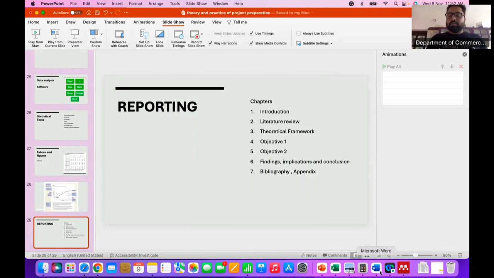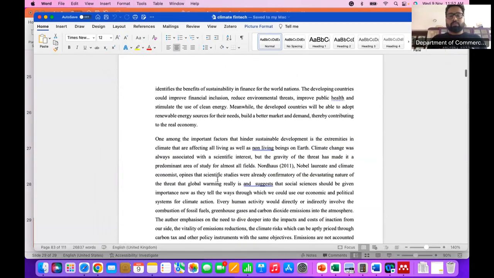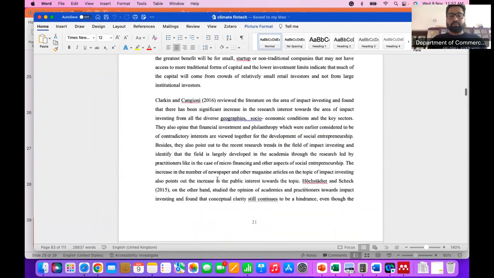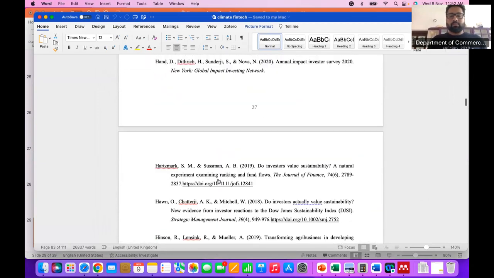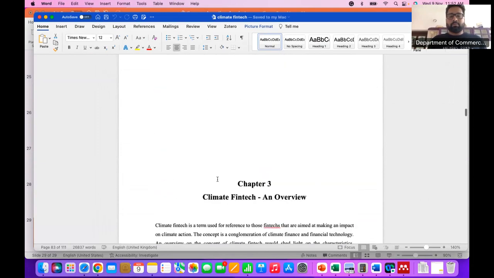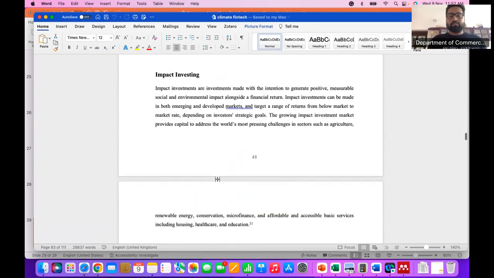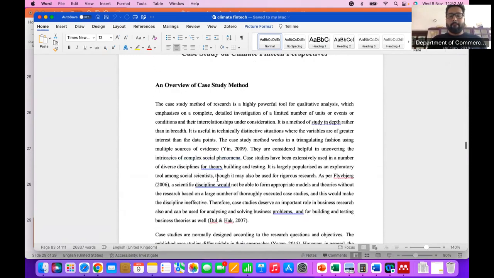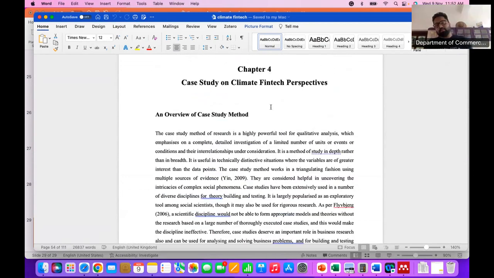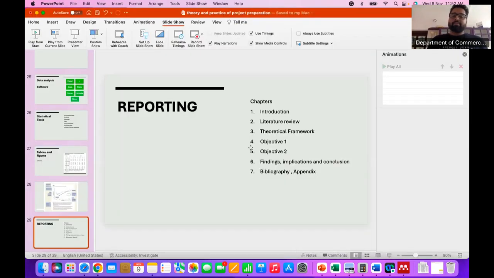So here, this is the second chapter. This is the third chapter. This is the case study on climate fintech perspective. This is one objective, so she titled it as a case study on climate fintech perspective. This is the way you can frame the chapters. And the last one, I mean the second last one, is findings, implications, and conclusion.